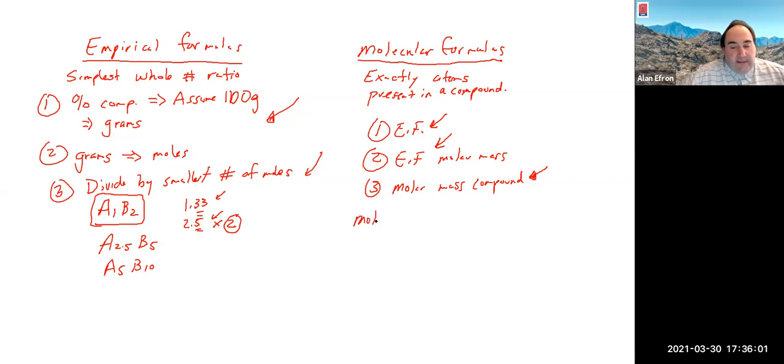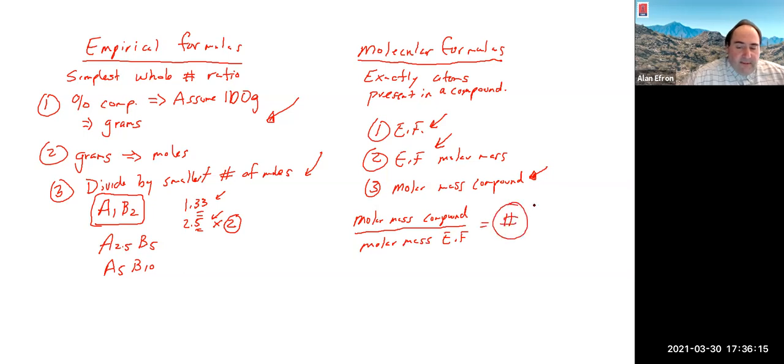You take the molar mass of the compound and you divide it by the molar mass of the empirical formula, and that will give you a number. Usually this number is pretty close to a whole number, and that is the number that we multiply the empirical formula by to get to our molecular formula.